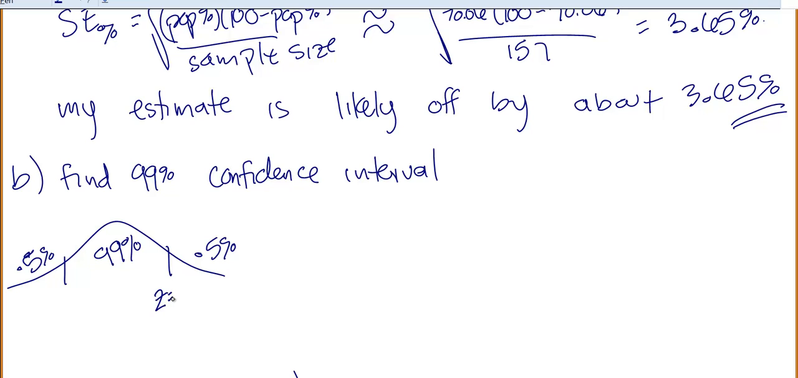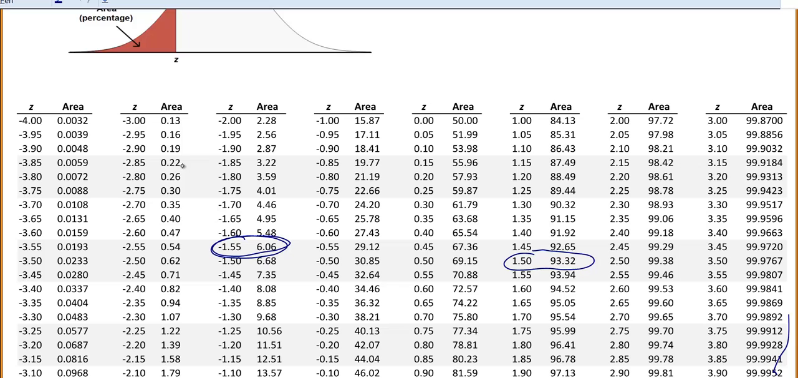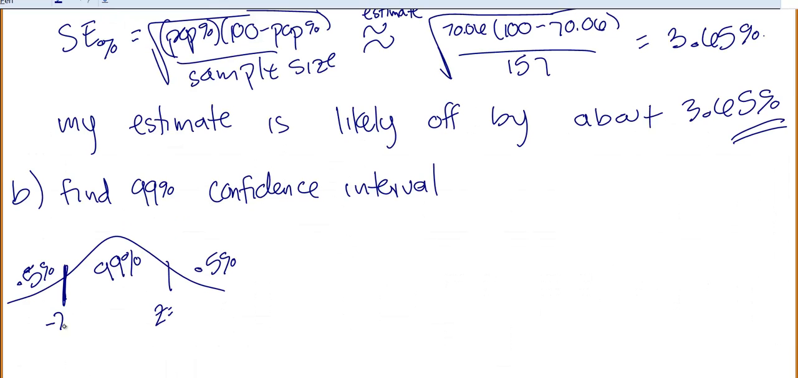So we're looking for this C value. Now I'm going to look up just 0.5% and find this number here because that's a little bit easier to do. So go to your normal table, look up 0.5%. The closest one is this negative 2.60. So this is negative 2.60. So the positive one is positive 2.60.